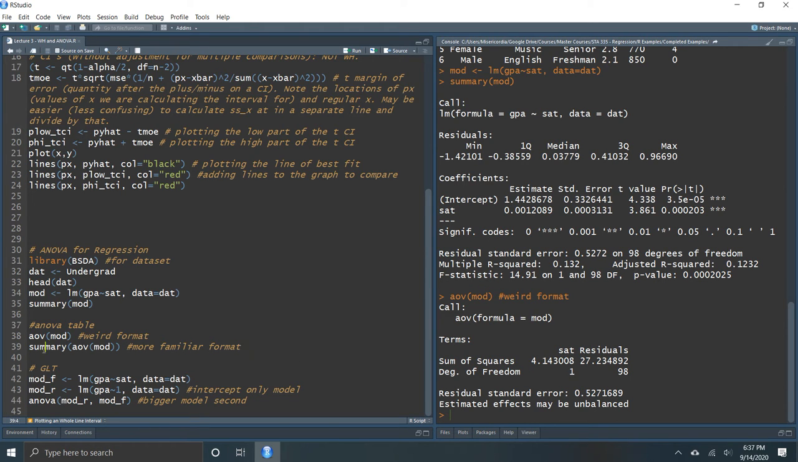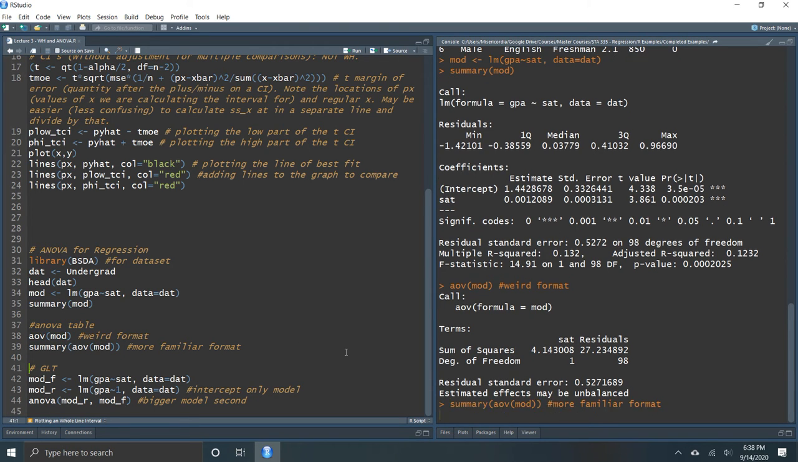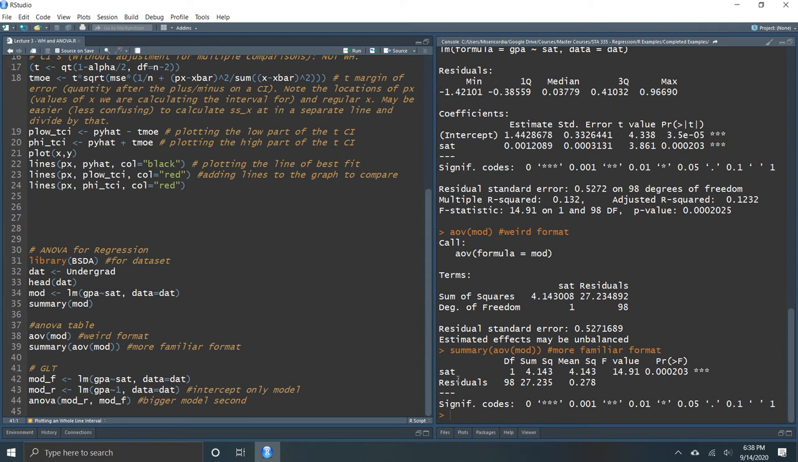What's a more familiar format is if we do summary of the analysis of variance of the model. This gives us the more traditional format where we've got the model, and again, the different components of the model, the degrees of freedom, the sums of squares, the mean squares, the F value, and the P value. Note that the P value is going to match exactly with the P value of the slope when we break it out by individual components in simple linear regression. With multiple linear regression, when we start adding in other variables, this may or may not match depending on how you're doing your calculations.